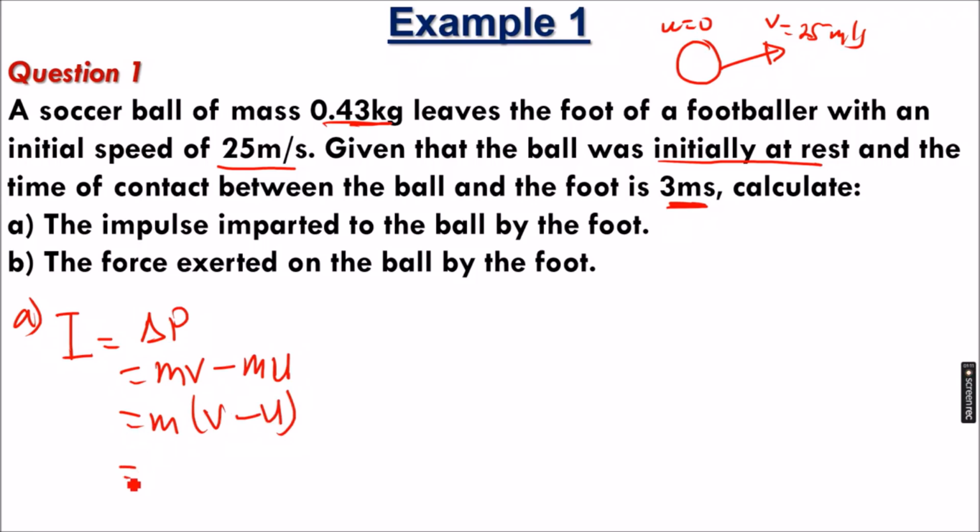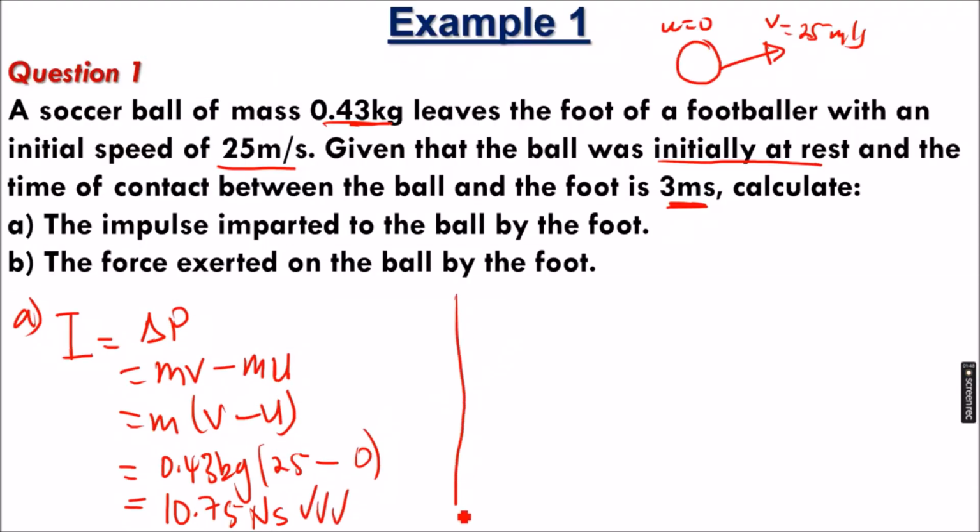So what is the mass of the ball? 0.43 kgs. What is the final velocity? 25. What is the initial velocity? 0. And what are we going to get from the calculator? So it's 10.75 Newton seconds. This is the impulse.